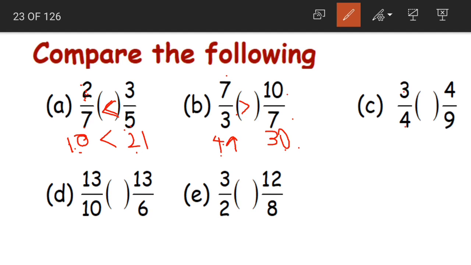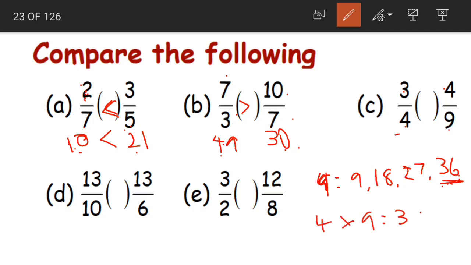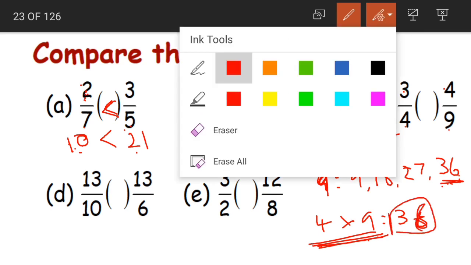If we take 3 by 4 and 4 by 9, the multiples of 9 are 9 1s are 9, 9 2s are 18. Yes, 9 4s are 36. And if we observe, 36 here is also a multiple of 4. We have 4 9s are 36. Yes, 36 is a common multiple for both 4 and 9. And also it is the least one. 36 will be our LCM.